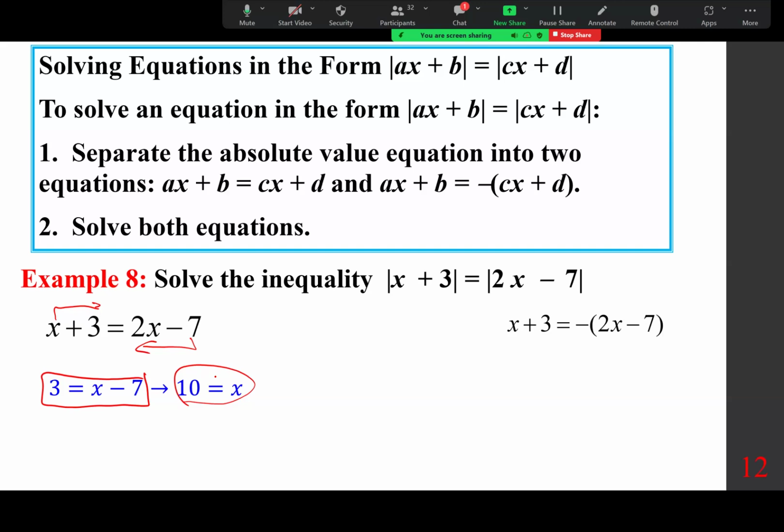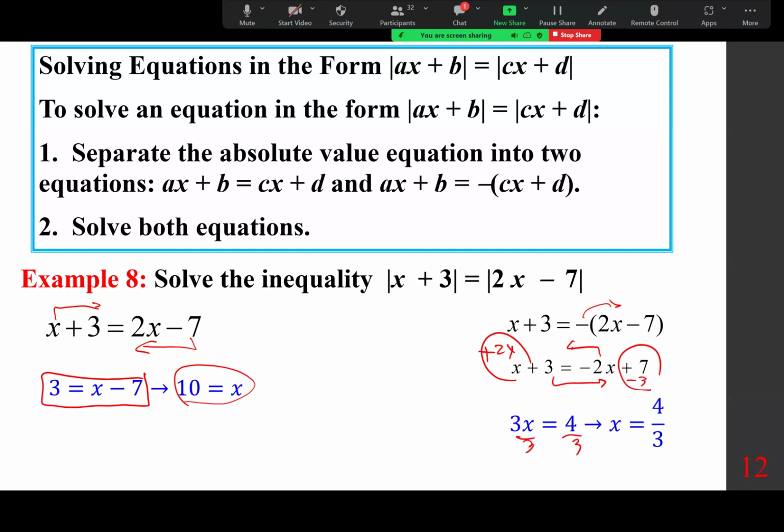Let's look at this one, and we have to apply the negative. We make it minus 2x plus 7. And now when we move things around, if I move this here, I'm going to have plus 2x. That means 3x. If I move this one, 7 minus 3 is 4. And divide by 3. And here's your answer. So there are two answers. Either x is 10 or 4/3.